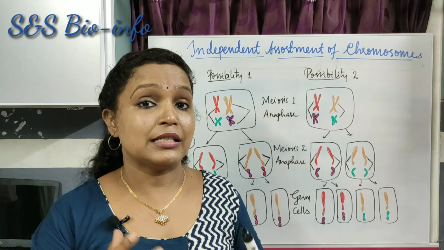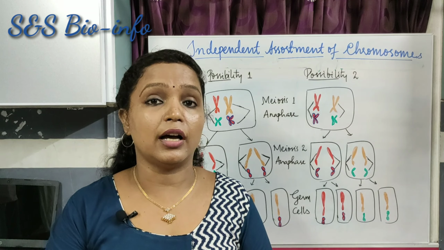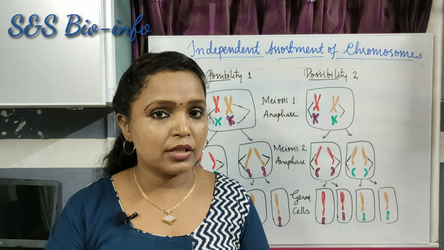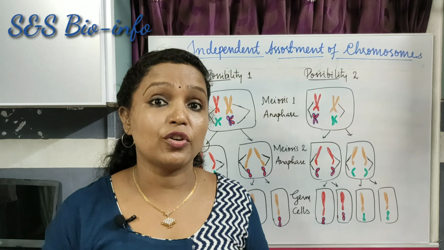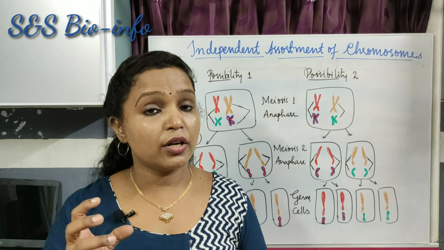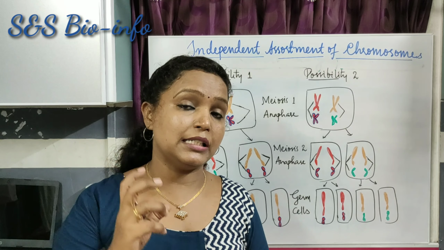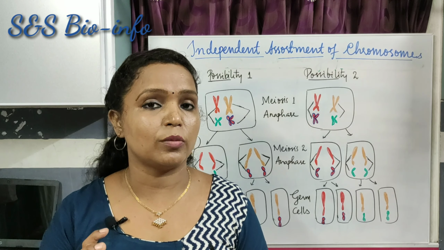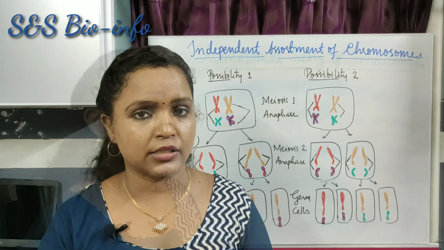So Sutton and Boveri argued that segregation of chromosomes takes place during meiosis, which results in the separation of alleles that are present on the chromosomes. They correlated this theory with the Mendelian concepts of inheritance and finally proposed the chromosomal theory of inheritance.